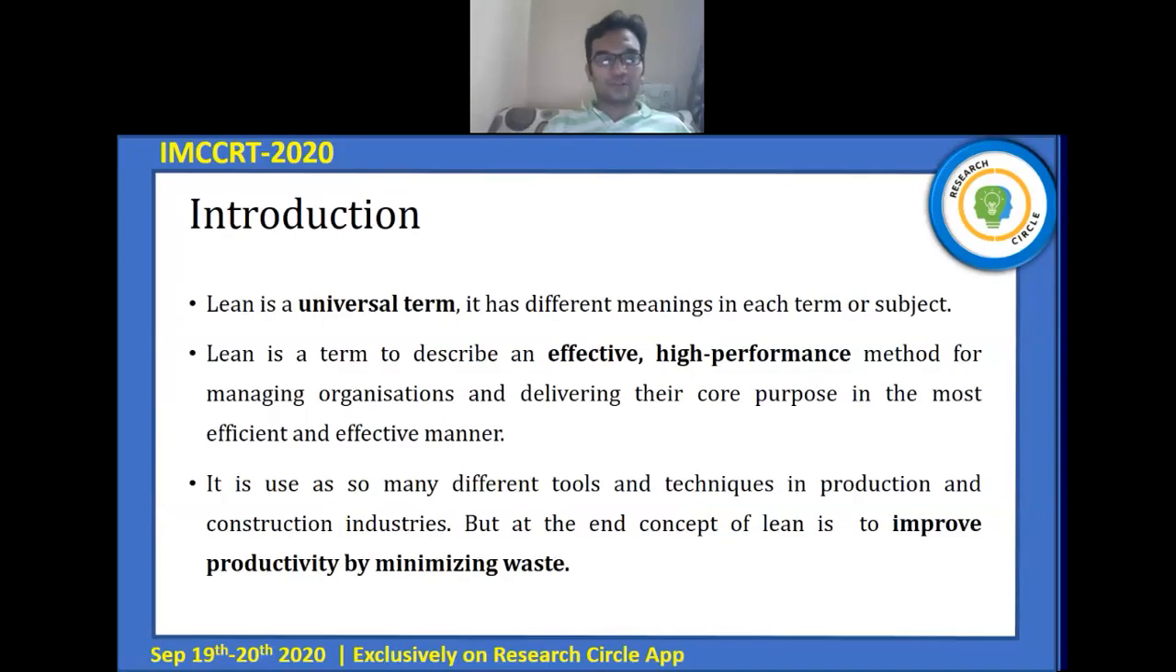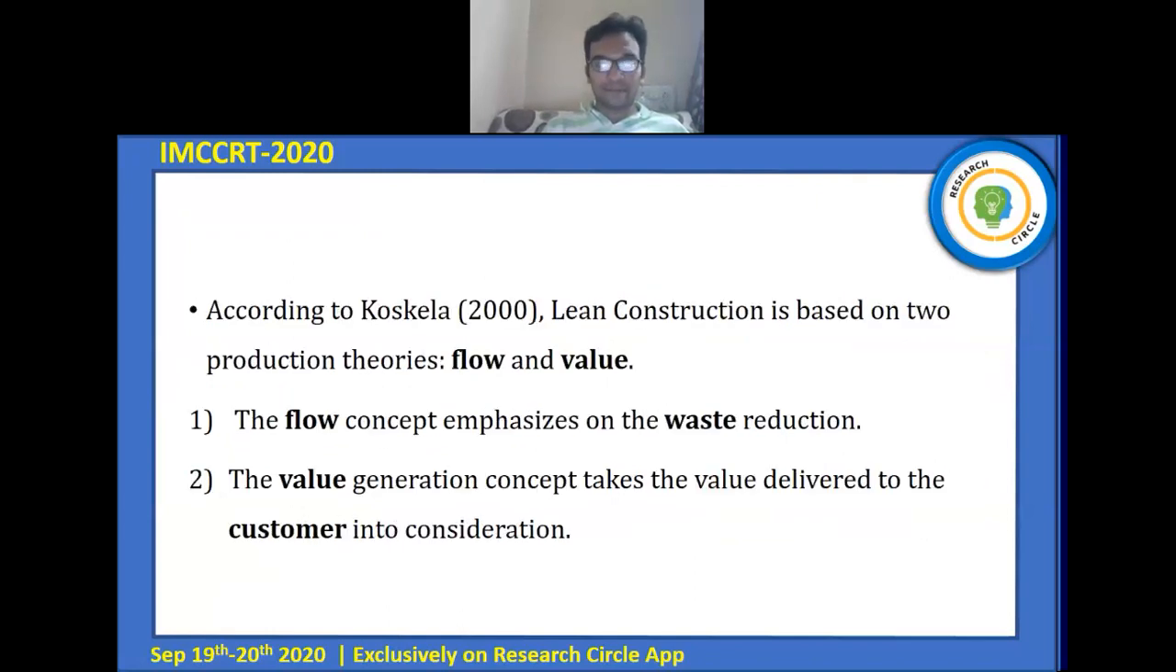First of all, introduction. What is lean? Lean is a universal term. It has different meanings in each term or subject. Lean is a term to describe an effective, high performance method for managing organizations and delivering their core purpose in the most effective and efficient manner. It is used as so many different tools and techniques in the production and construction industry. But at the end, the concept of lean is to improve productivity by minimizing waste.